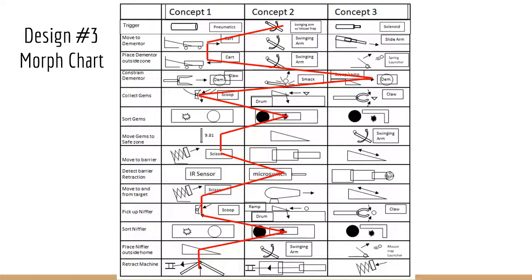Here's the morph chart for our third design concept. It uses a set of swinging arms powered by a mousetrap to push a cart out to the center zone. Then when the cart is retracted by a motor that pulls the Dementor outside the home zone, we use a ramp to pick up the Dementor and sweep it back. Then we have a similar mechanism as the previous design to ingress the gems and nifflers and sort them. Then we have, again, a scissor arm that goes to the center, detects the barrier drop with a micro switch, deposits Grindelwald, and then egresses.